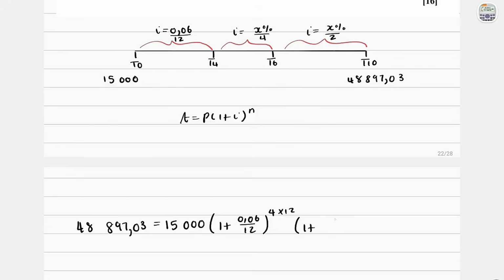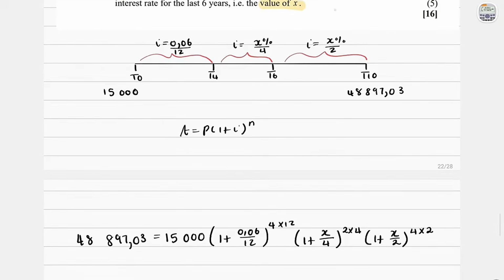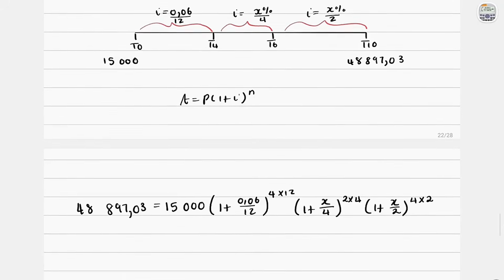We have 1 plus X over 4 raised to the power of, and this was for 2 years, but it was compounded quarterly, so you'll say 2 times 4. So it is 8 quarters in total. And then multiplied by 1 plus, and our interest there is X over 2. And that lasts for 4 years. So that's 4 multiplied by 2. Okay, so semi-annually. And that is what we're solving for.